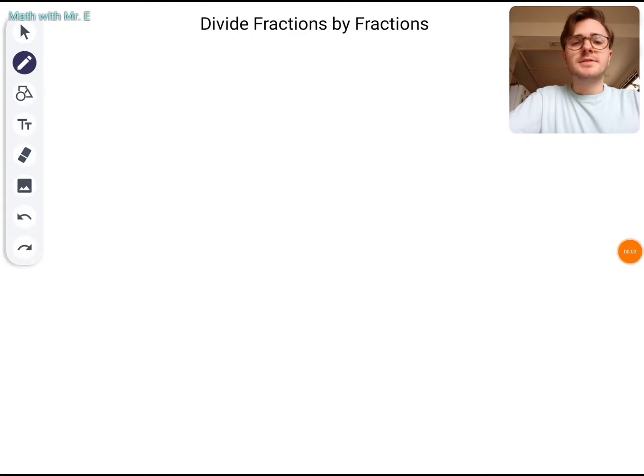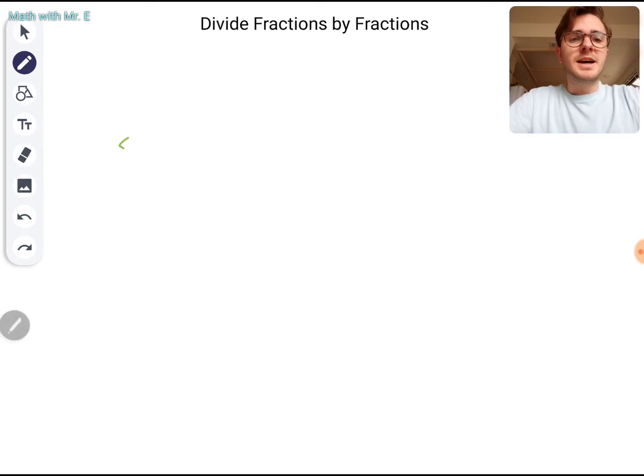Let's take a look at dividing fractions by fractions. Okay, so in the last one we looked at dividing whole numbers by fractions. This one we're going to divide fractions by fractions, which is really just one step less than the last one because we don't need to write the whole number as a fraction.